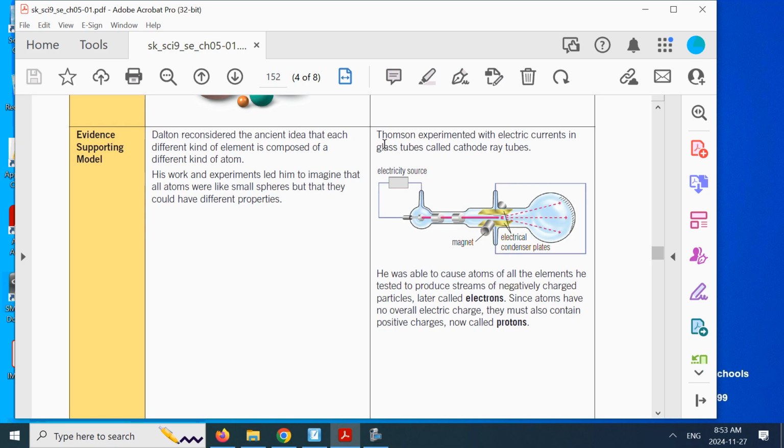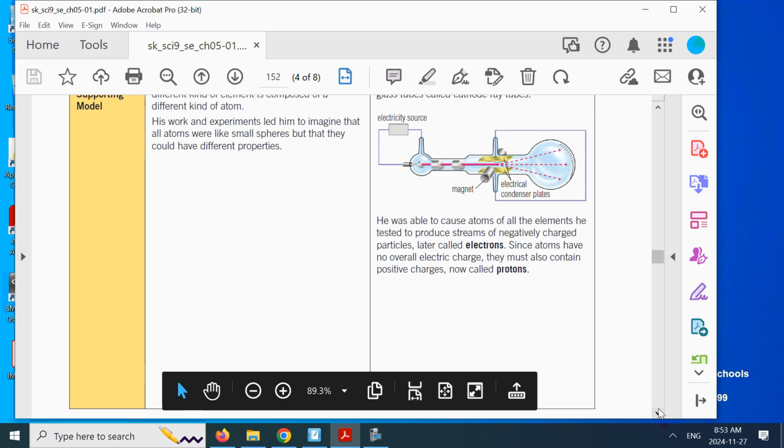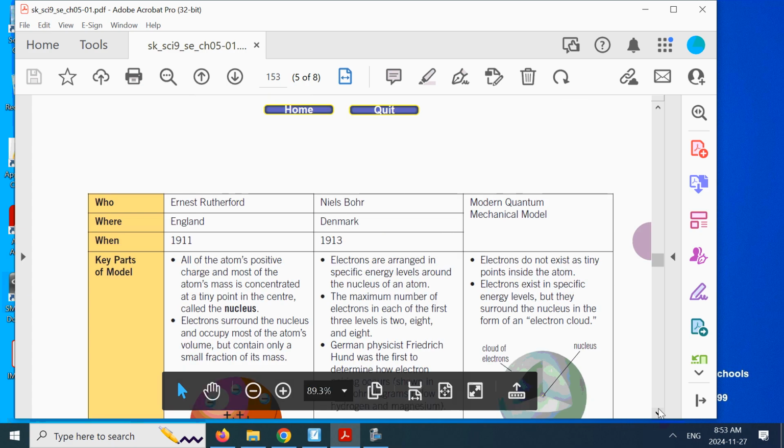Whereas Thomson had something far more technical. He experimented with electric currents in glass tubes called cathode ray tubes. And that was that picture at the start of the chapter in the textbook. It involved magnets and some electricity and stuff like this. And he was able to cause atoms of all the elements he tested to produce streams of negatively charged particles, later called electrons. Since atoms have no overall electric charge, they must have some positives in there to balance it out. Now we call those protons. He didn't know that yet, but there's his supporting evidence. He didn't just come up with ideas.